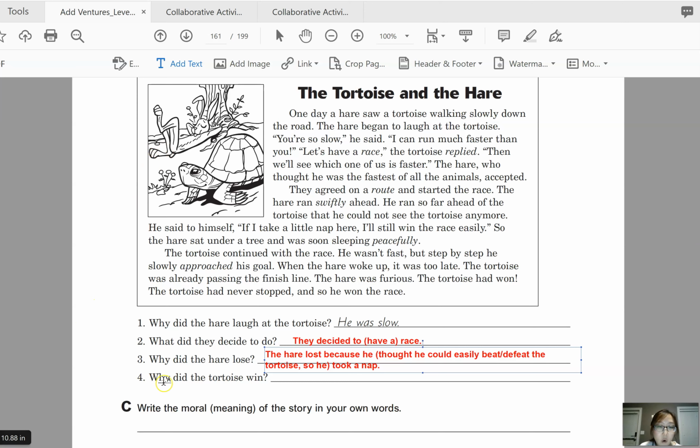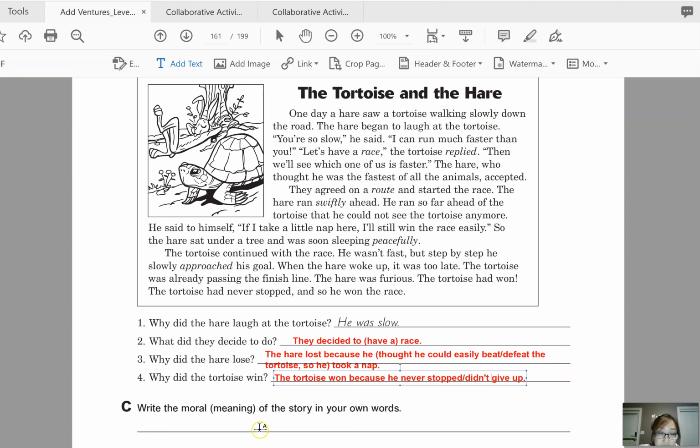Okay, so number 4, why did the tortoise win? We can say the tortoise won because he never stopped, or you can say he didn't give up. Okay, so in the story it says never stopped, so you can use that, but many of you are familiar with the story where they say the tortoise never gave up. So often we use the story to tell children, never give up, keep going. So you can, of course, use this phrase as well.